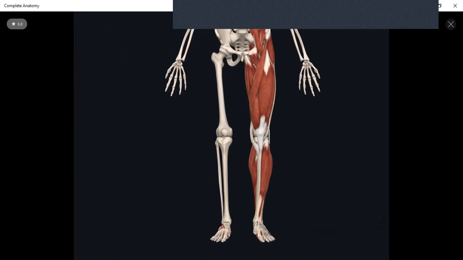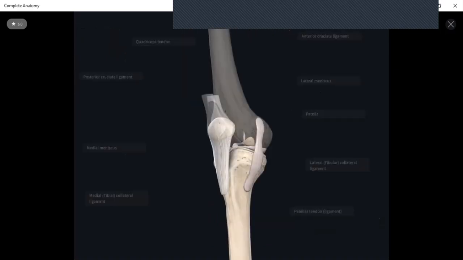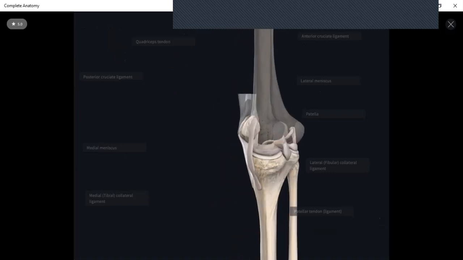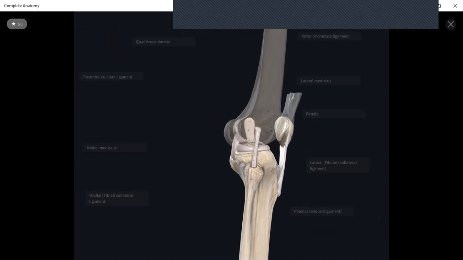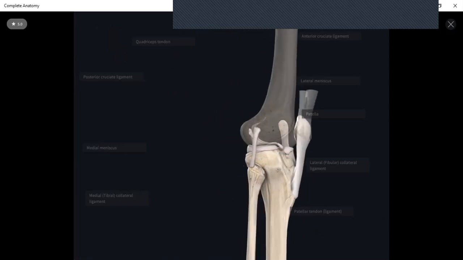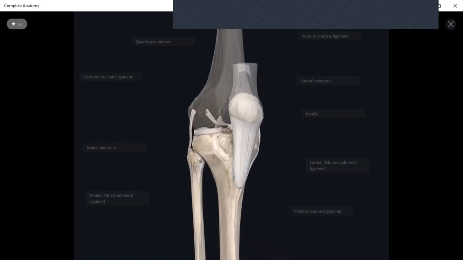For such an important joint, allowing us to walk and sit and stand, it is surprisingly weak. And this is in part due to the wide range of permitted flexion, and partly because of the inherent instability of having curved surfaces of the femoral condyles sitting on the flat tibia.